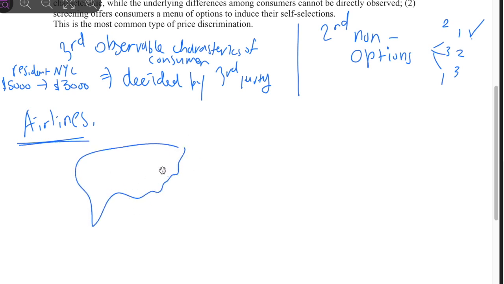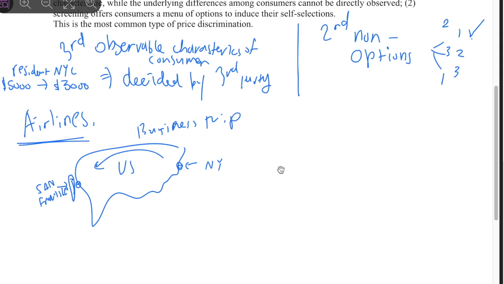So let's think of it as US, right? So we're right here in New York, and let's say we have to go to San Francisco for business trip, right? Business trip, right? So there are 1, economy, 2, business, and 3, first class seats, right?